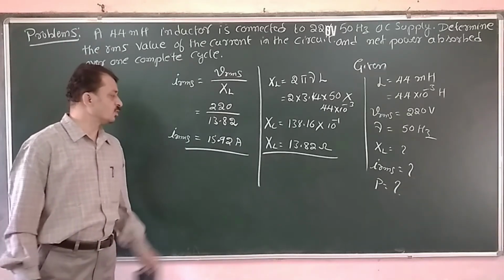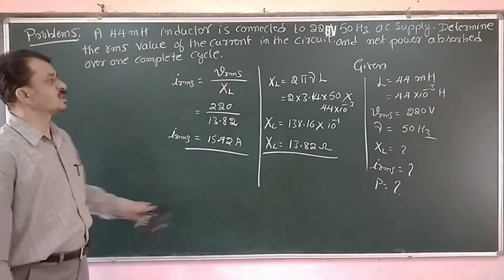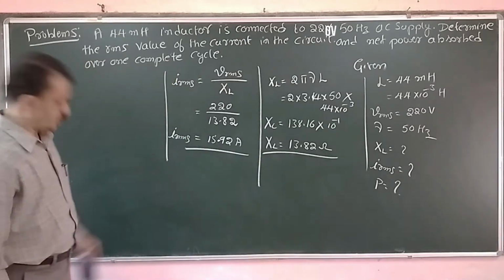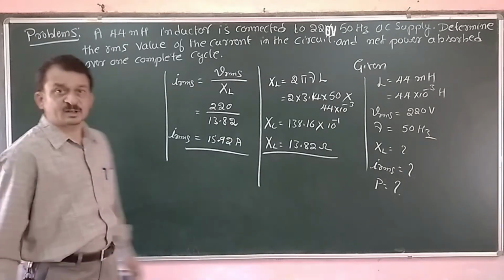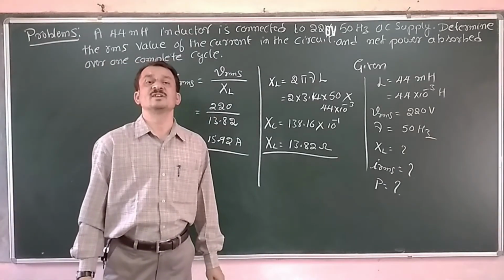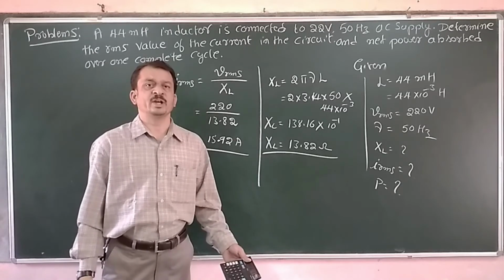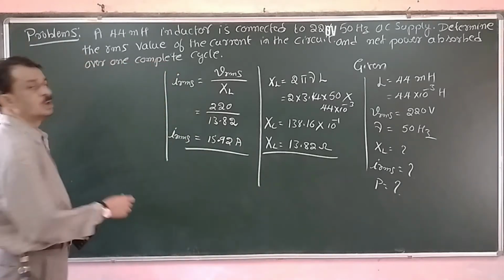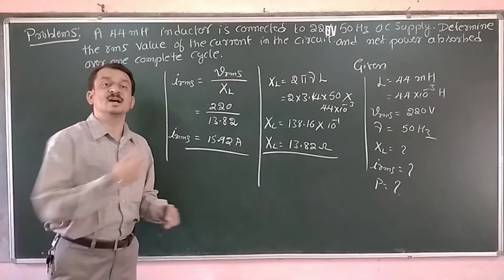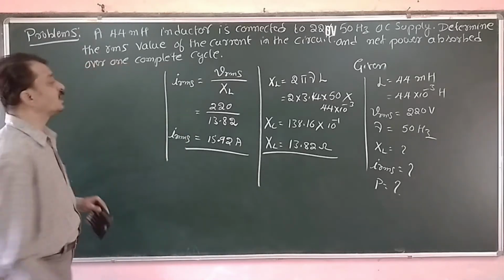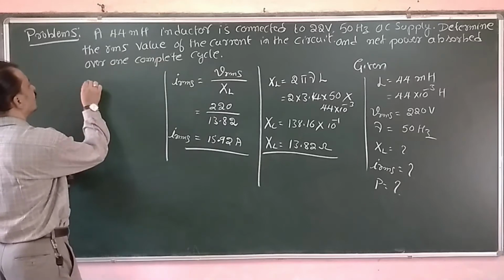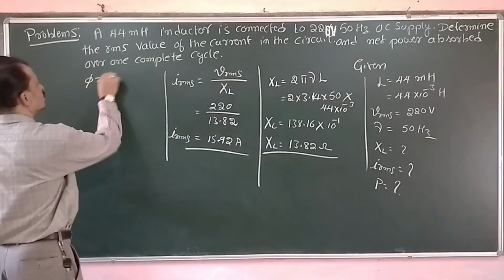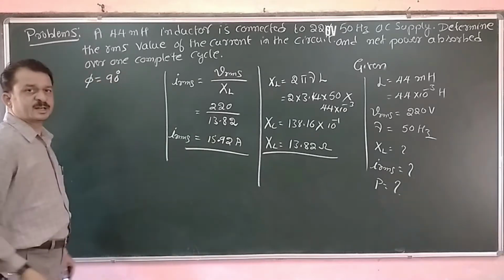15.92 amps of current is flowing in the circuit. And lastly, power dissipation. Since it is an inductive circuit, there is a phase difference between the applied voltage and the current flowing through the circuit. Since it is inductive, voltage leads the current. Voltage is ahead, current is behind. Therefore, the phase angle between the voltage and the current is obviously 90 degrees.